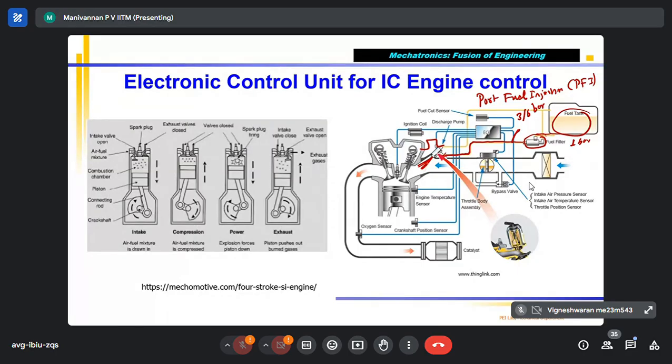Correct? Please note that the fuel is injected at the inlet port. This is the inlet port. That's why it is called the port fuel injection system.